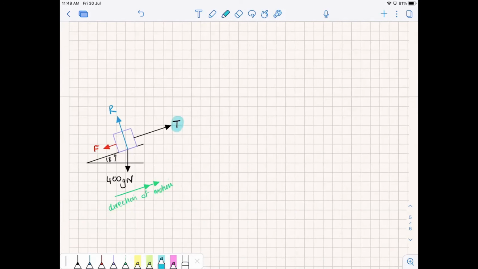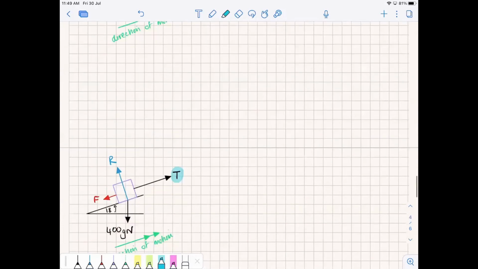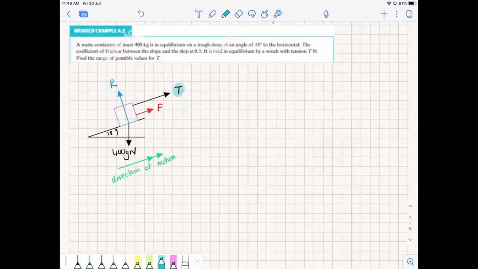So you can imagine this tension is going to be greater than this tension. Here we've got just enough tension to keep it from rolling. The other one is enough tension to get it to a point where it just wants to move up the hill.